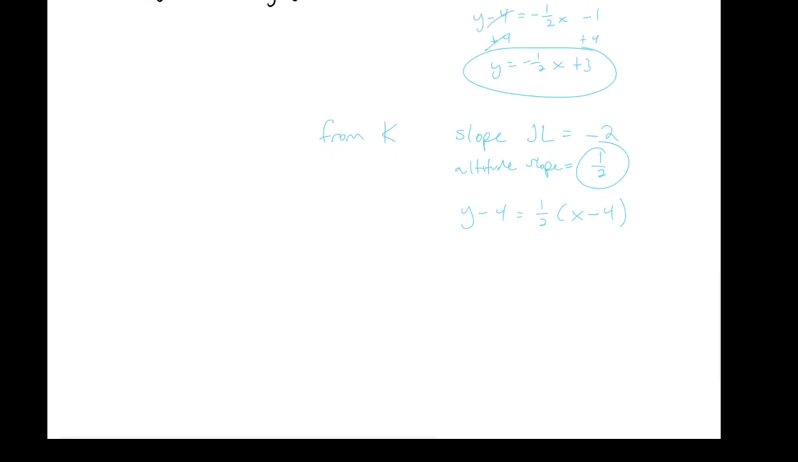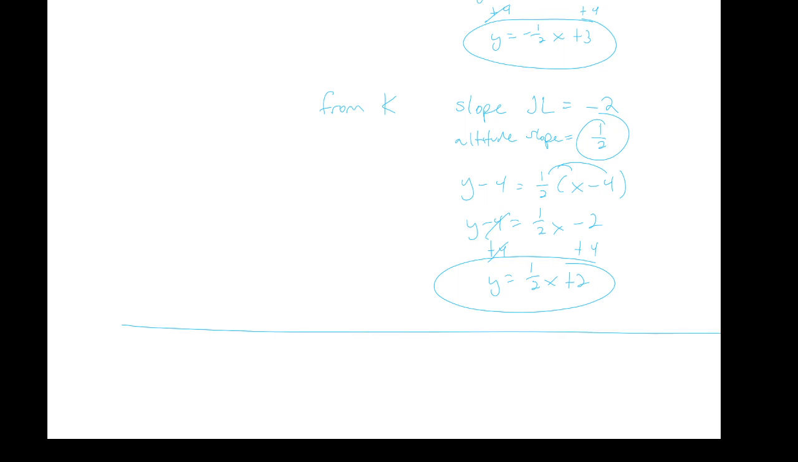So y minus 4 equal to 1/2 times the quantity x minus 4, right? And then I'm just going to solve for y. I'm going to distribute. Y minus 4 is equal to 1/2 x. 1/2 of negative 4 is negative 2. Plus 4 plus 4. Y is equal to 1/2 x. Negative 2 plus 4 is positive 2. So then there I have it. I have my two equations.